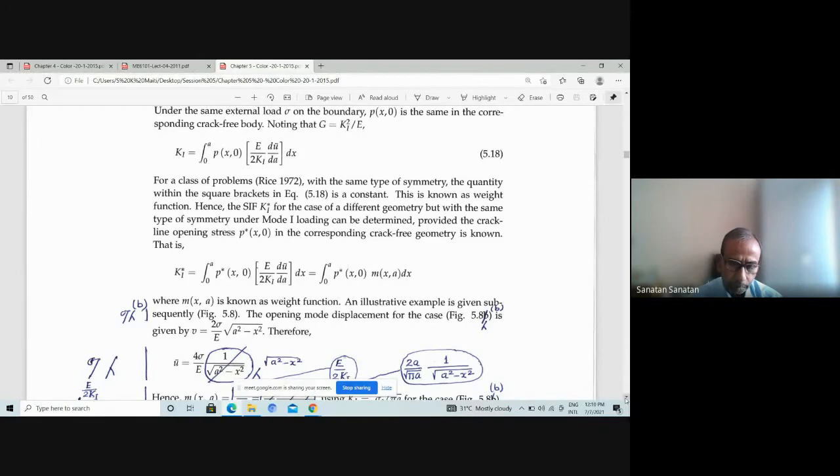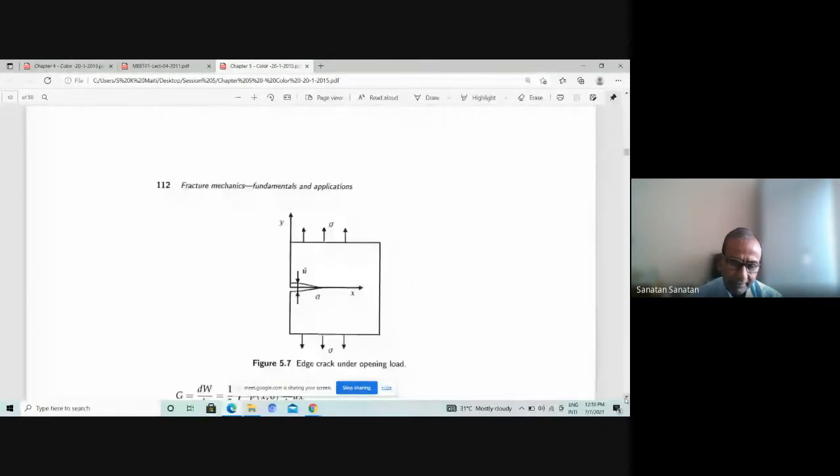I just want to talk a little more on this. In the weight function method, what is known is that the problem may be a single edge crack, double edge crack, or center crack, of the same type. So in that case, what you need is the weight function for any one problem. If you know any one problem of this type, then you know what the expression for u is, and you take this du dA and multiply by E by 2K1, and that will give you the weight function m(x,a).